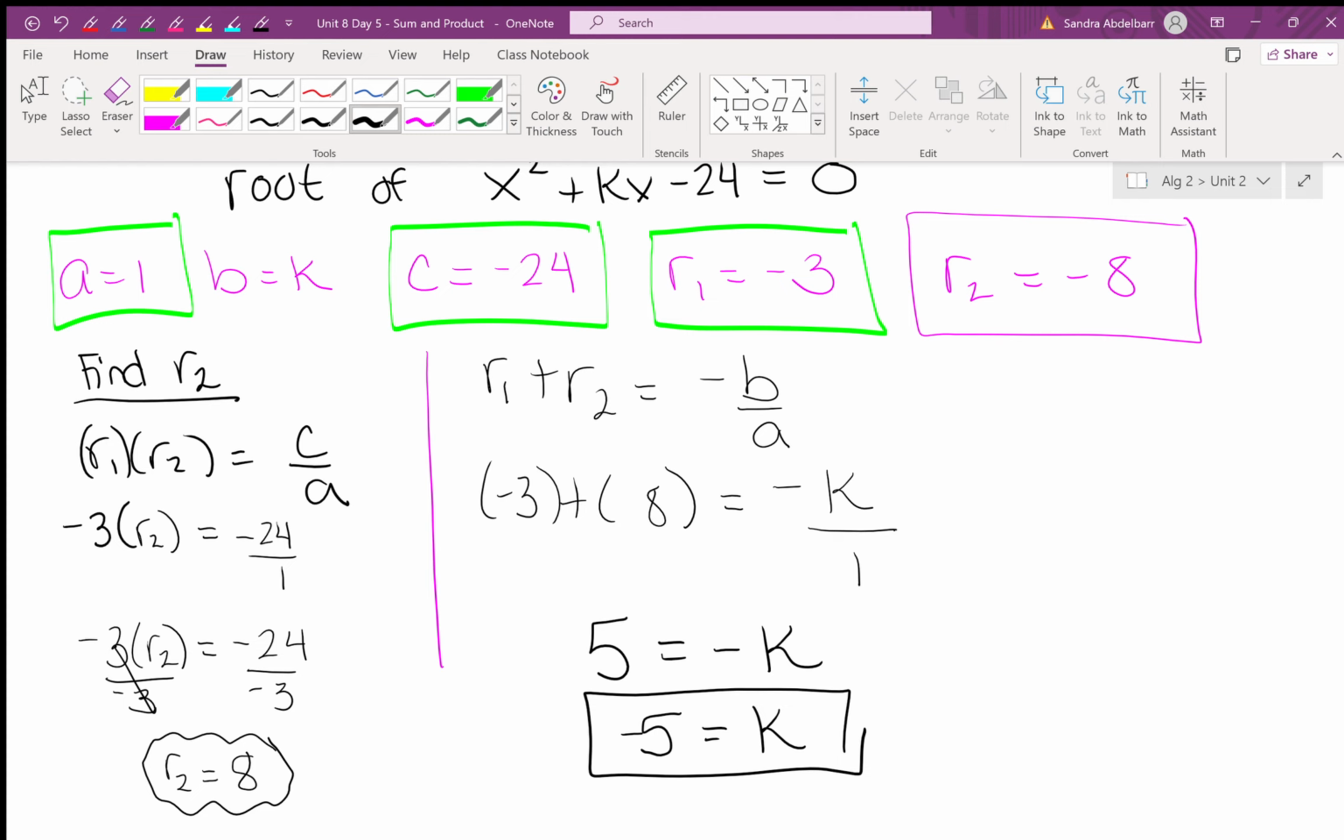Yes, Chris? Can you just plug in -3 into a quadratic and then just solve from there? Yeah, but it's not always going to be that simple. So I'll show you ones where it's a little bit harder. So I wanted to do it the longer way. Okay, next one.